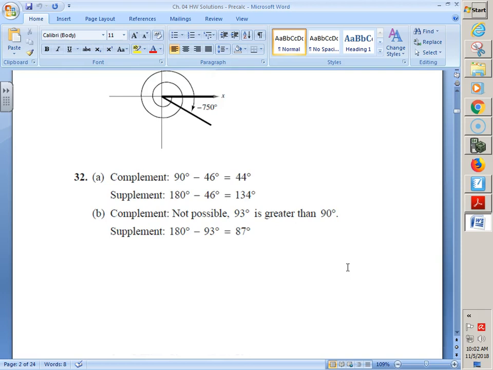32 I have the complement as 44, the supplement as 134. They made it nice and easy on you, had degrees. But why in letter B was there no complement? Good. Complements are what's left over to get up to an angle. If you pass an angle, there's no complement. You can't have negative complements, only positive, only adding up to. If it goes past, all deals off.